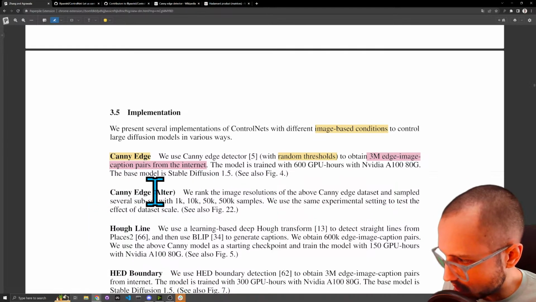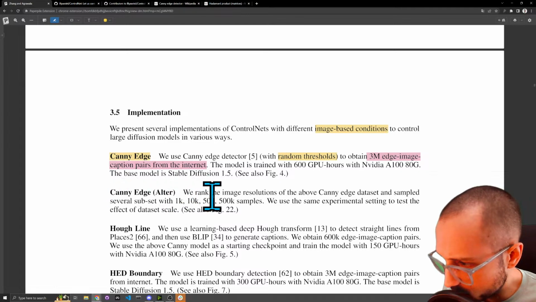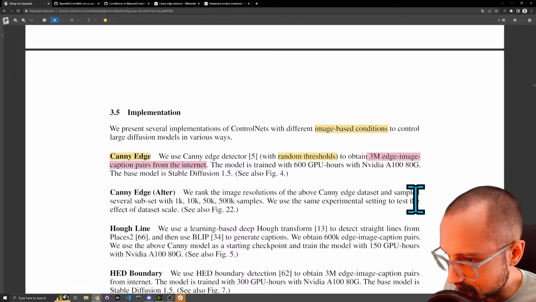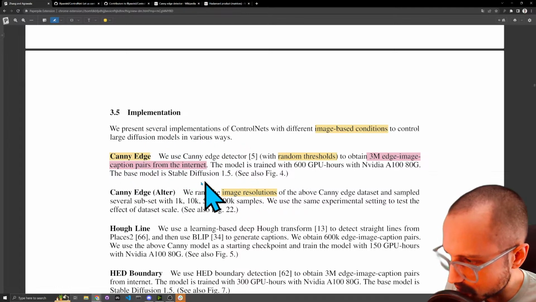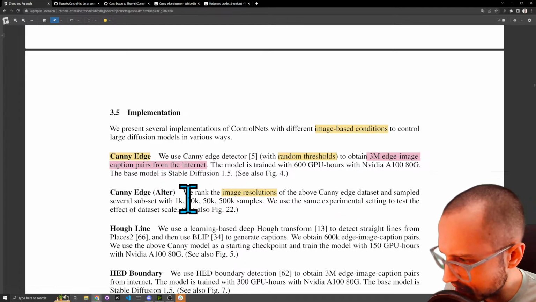Canny edge alter, so this is a different. Okay, wait up, no. We ranked the image resolutions of the above Canny edge dataset and sampled several subsets. Okay, so they're messing with the image resolutions. It's basically the same data set as this Canny edge here, except they're splitting it into smaller data sets that have either small resolutions or big resolutions.